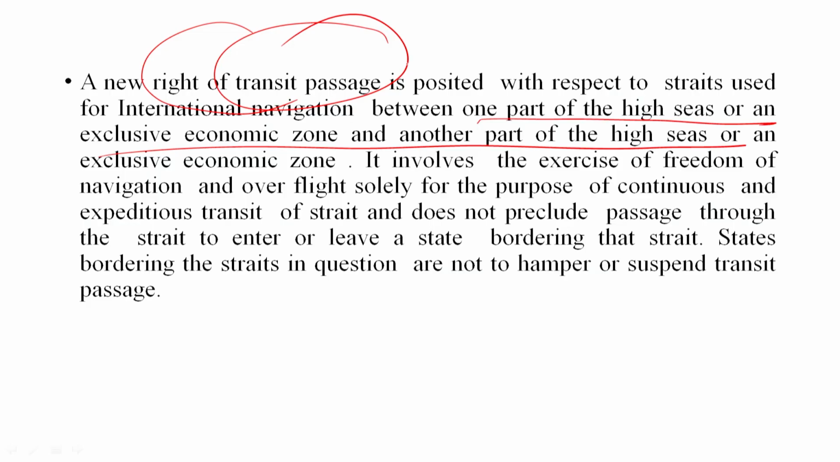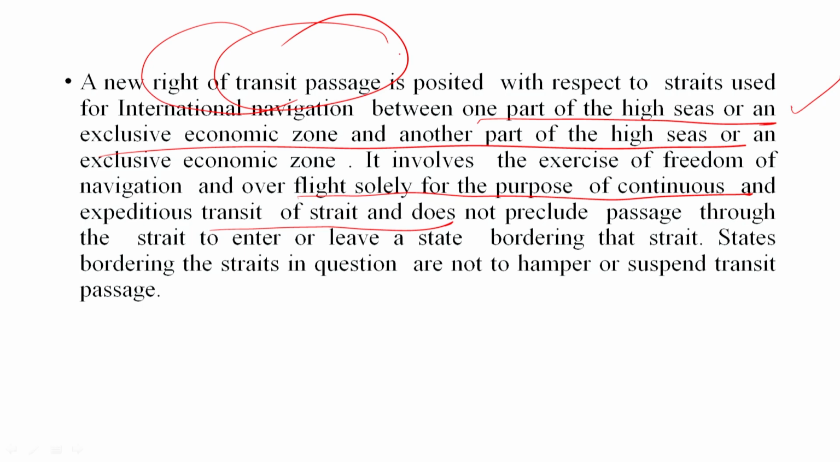Transit passage is international navigation through straits used for international navigation between one part of the high sea or an exclusive economic zone and another part of the high sea or an exclusive economic zone. It involves the exercise of freedom of navigation and overflight solely for the purpose of continuous and expeditious transit of the strait, and does not preclude passage through the strait to enter or leave a state. Now, this also equally applies to flight. That means if an aeroplane is flying over the strait area, it won't be restricted based on the rights asserted by the coastal state. Why? Because they do have the right of transit passage.